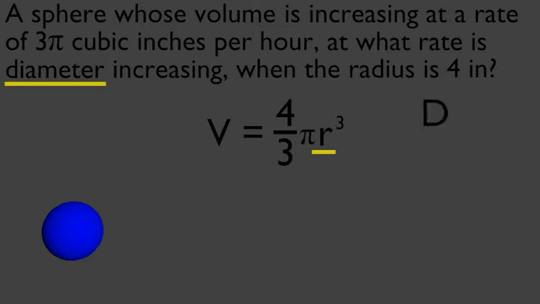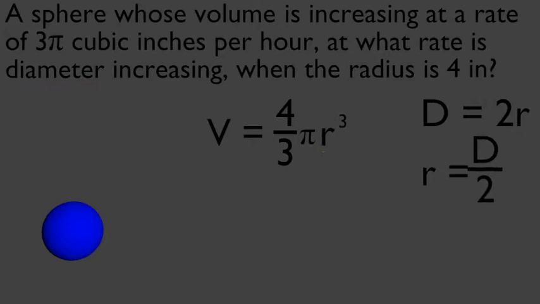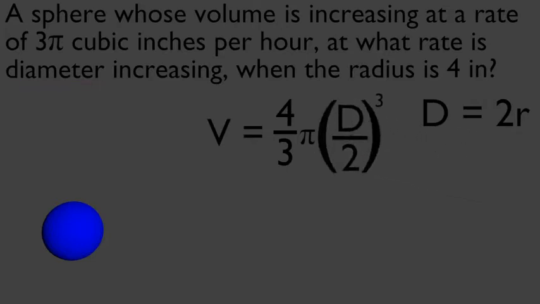We know the diameter is twice the length of the radius, so that makes the radius half the diameter, which we can take and plug into our equation to get the volume and relate it to the diameter. Now to reduce this down, the first step is to cube both terms in the parentheses, so that's the d and the 2. So 2 cubed is 8.